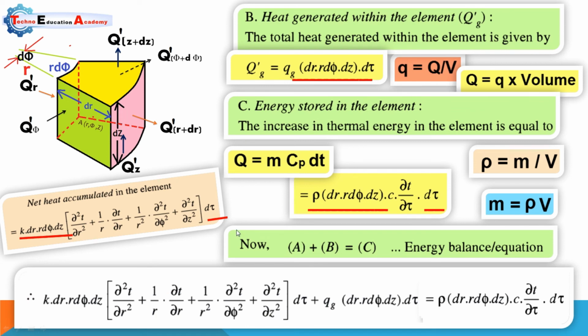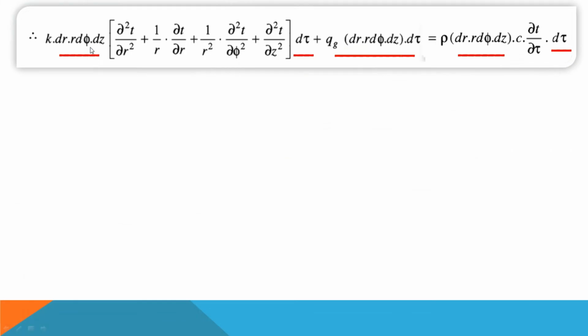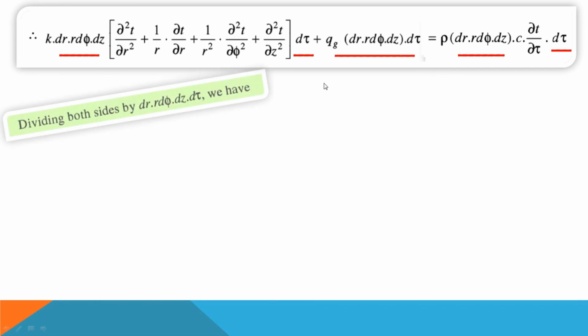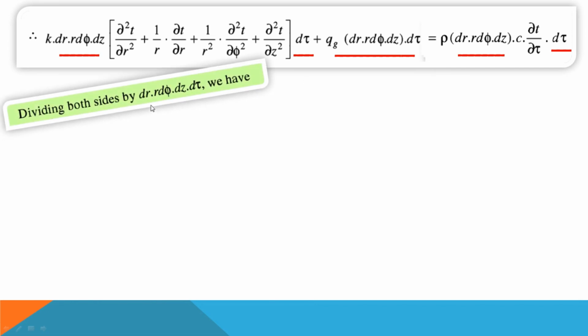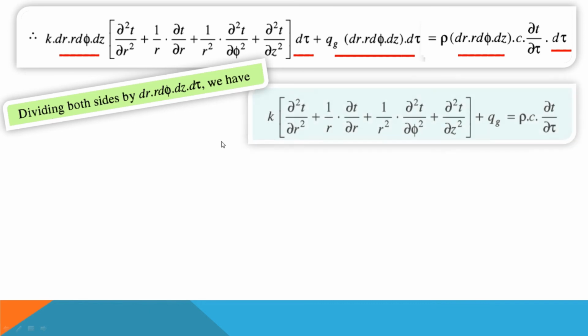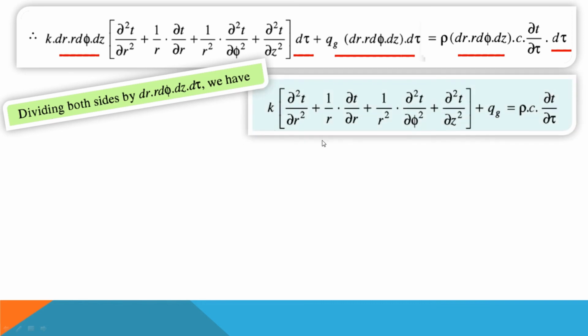So the general equation of energy balance, by putting the value of A, B and C, here you can see this is the value of A, B and C. We have already discussed that in all the equations this is a common term. So dividing both sides by dr into r d phi into dz into d tau, we are getting the simplified equation.